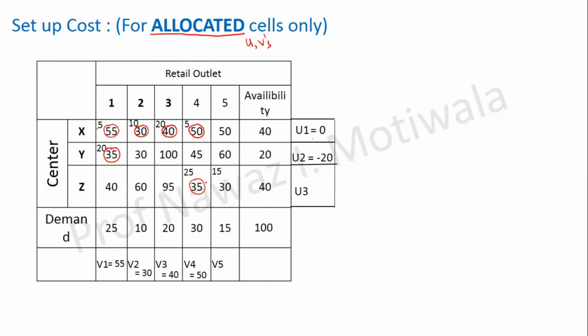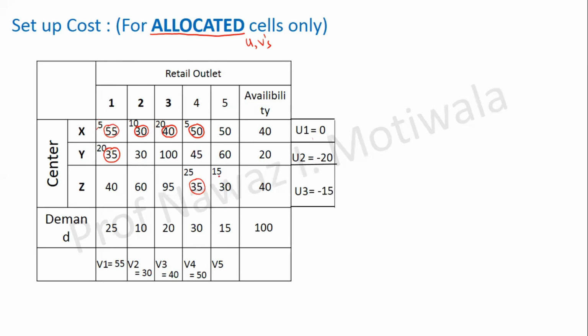Now we know that the corresponding value is U3 and the corresponding value is V4. So U3 plus V4 should give me 35, out of which V4 is already 50. So how much will be U3? Minus 15. So I will write down minus 15 here.